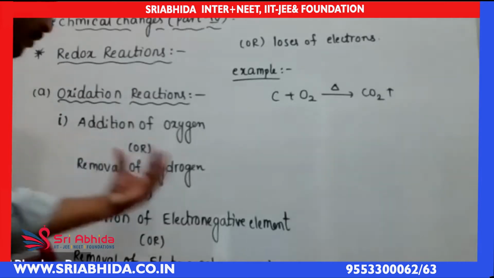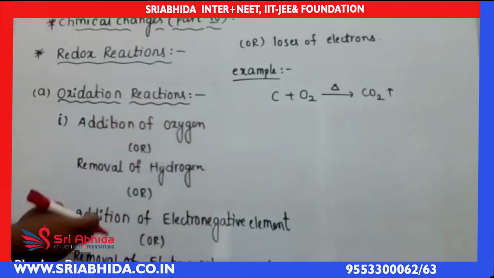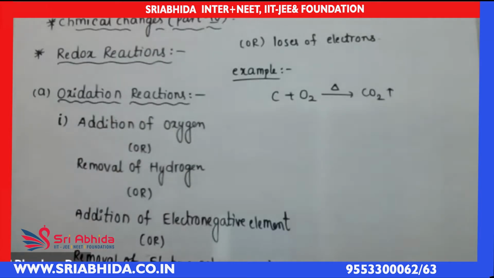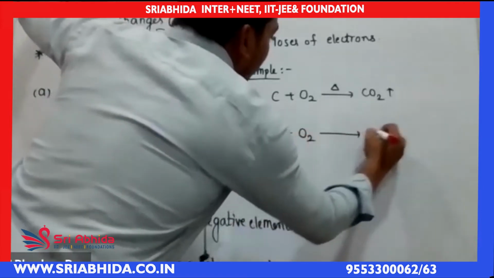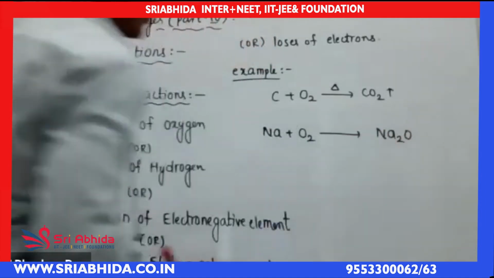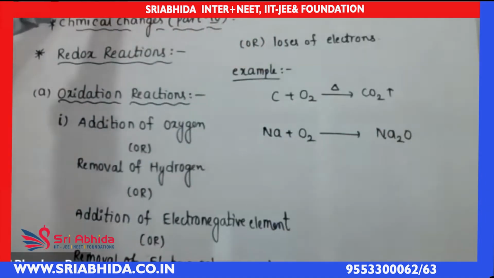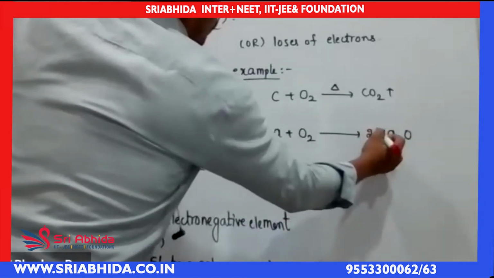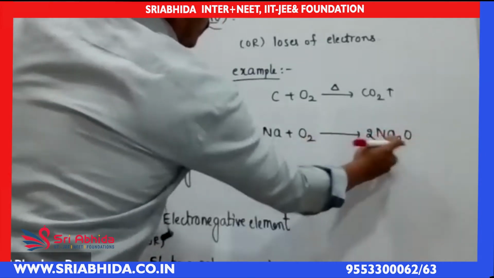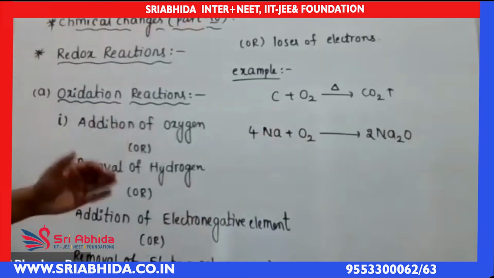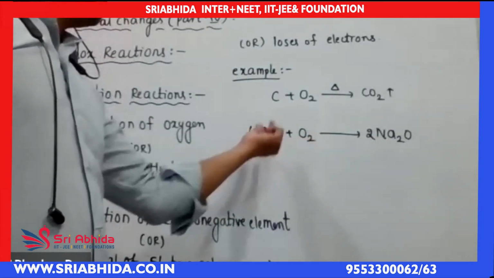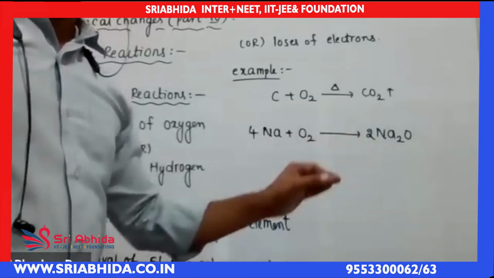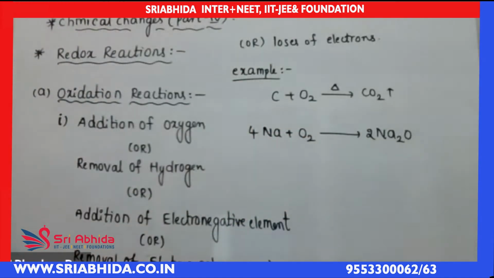Then last I will give you the conclusion. First I will give you a number of examples. Next example, same addition of oxygen only. When sodium reacts with oxygen, it converts into Na2O, sodium oxide. Here Na2O has two sodiums and one oxygen, so 4 moles of sodium react with oxygen to give sodium oxide. That means addition of oxygen, so this reaction is called an oxidation reaction.